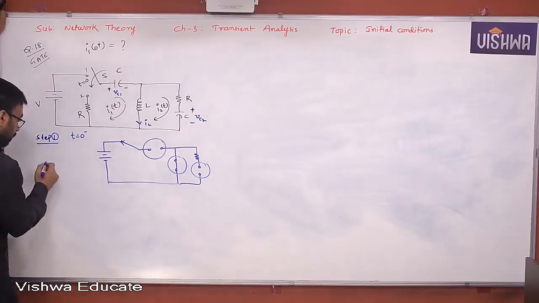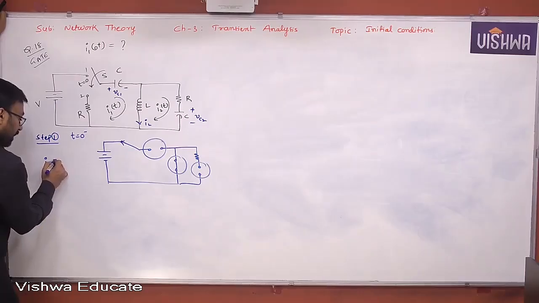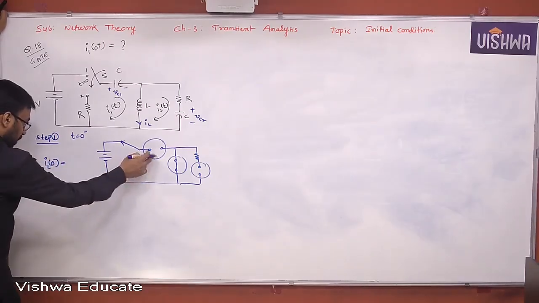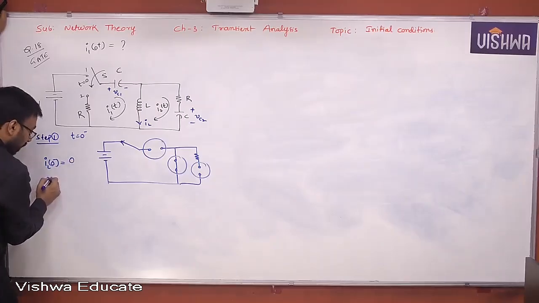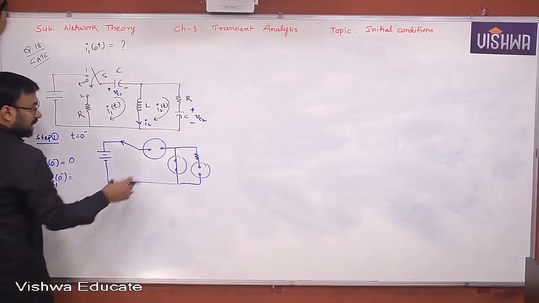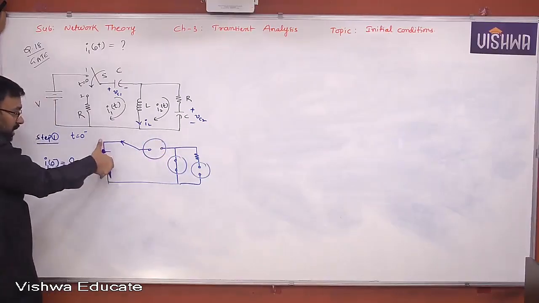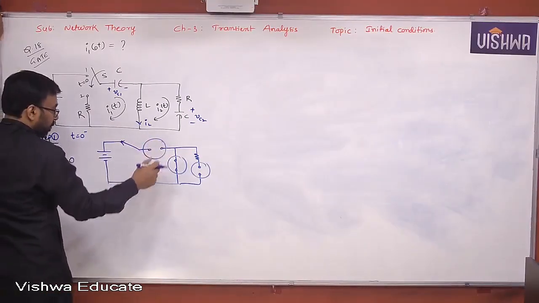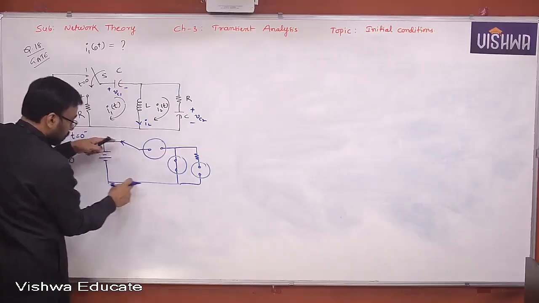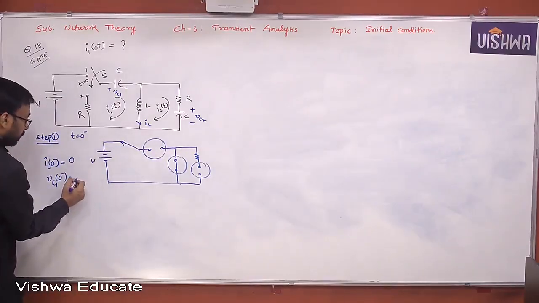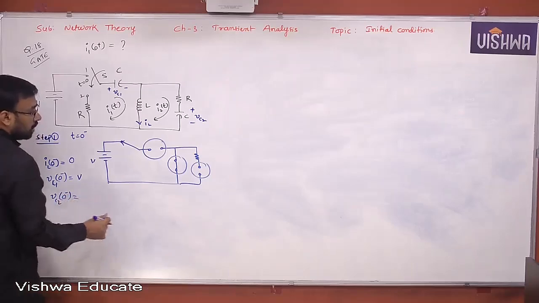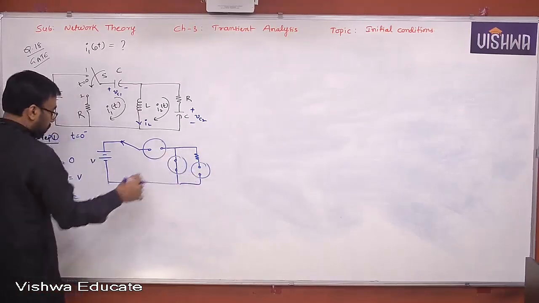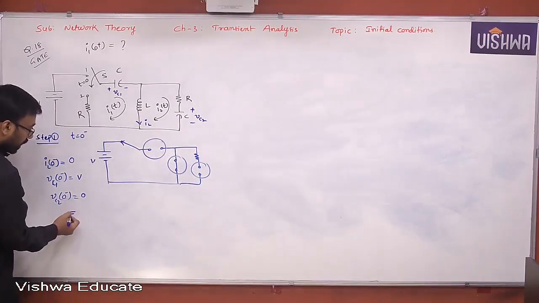IL of 0 minus is 0. Yes or no? Because this is open, you can't expect any current here. What is VC1? VC1 of 0 minus: the total voltage appears across this. Yes or no, all of you? These are the two terminals, right? So this is the voltage. What is the voltage actually here? V. What is VC2 of 0 minus? The voltage across the short circuit. So, 0. I hope you understand the point now.